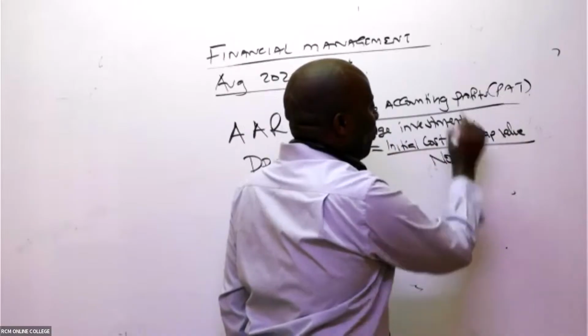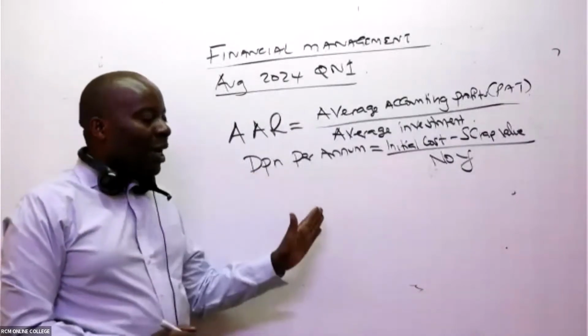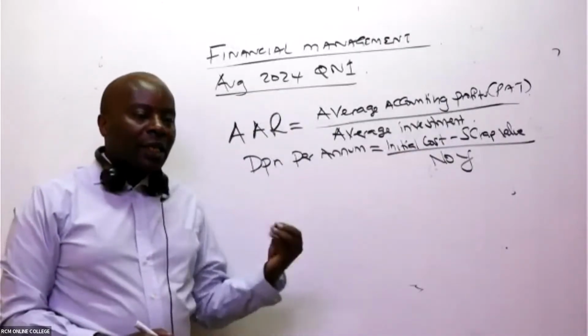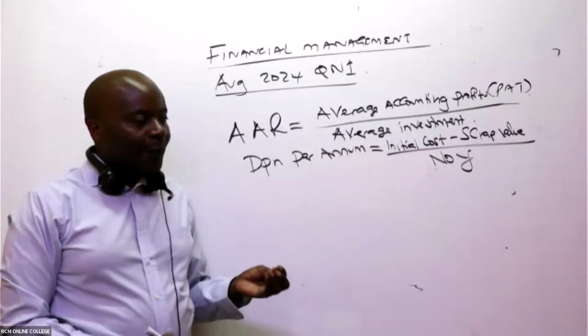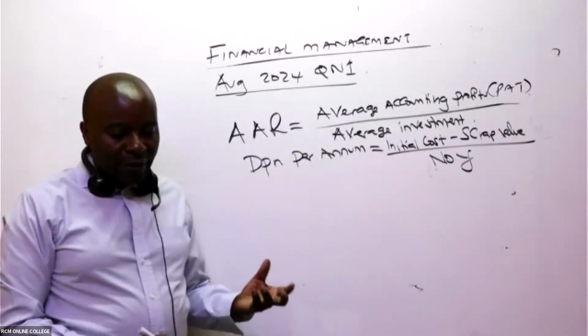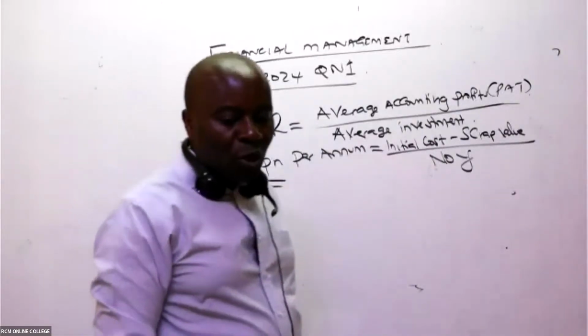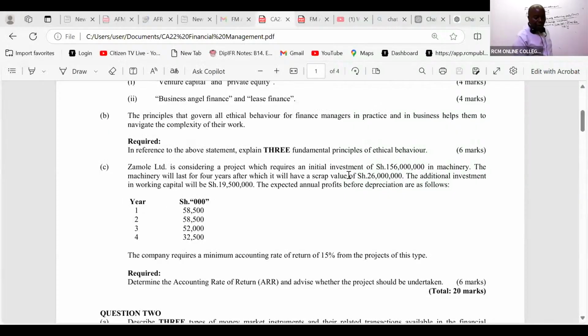We divide this by number of years. So for us to be able to get this depreciation per annum, what are we doing? We are taking initial cost minus the scrap value all over number of years of this particular asset. I'll do my figures in thousands. My figures here will be in thousands. So we start with the initial cost. So initial cost, ladies and gentlemen, what do we have here? If I share back the paper, so you can see, ladies and gentlemen, here that the initial investment of the machine is 156,000 and the scrap value is 26,000.